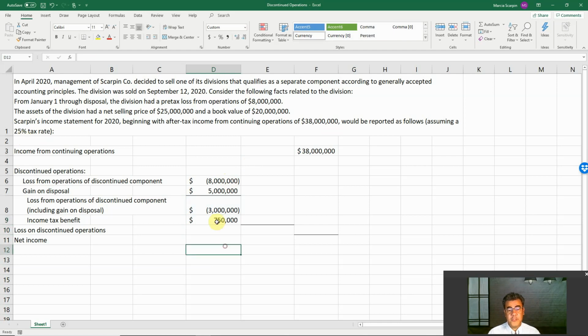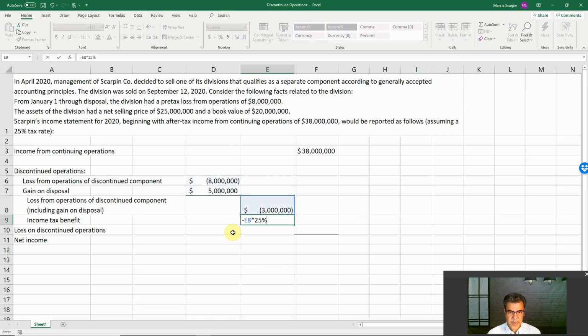And why is it positive now? Because the income tax always has the opposite sign of the gain or loss, or income or loss. So if we have income, income tax is an expense. If we have loss, income tax is a revenue. So here, the loss on discontinued operation. Let's put it here and make it beautiful. Okay, now we are good. So here times 25%.